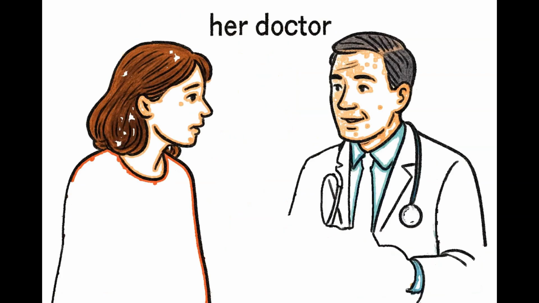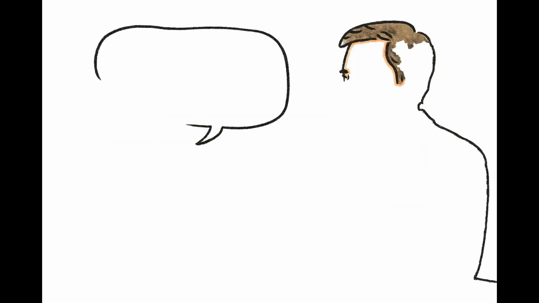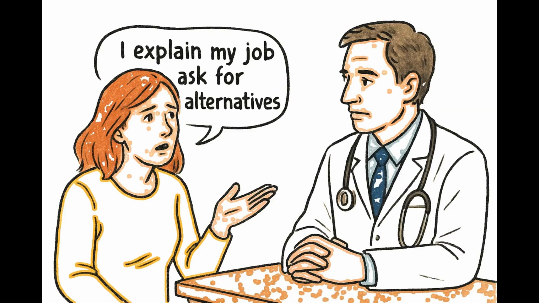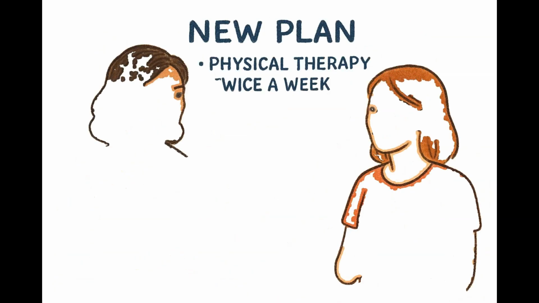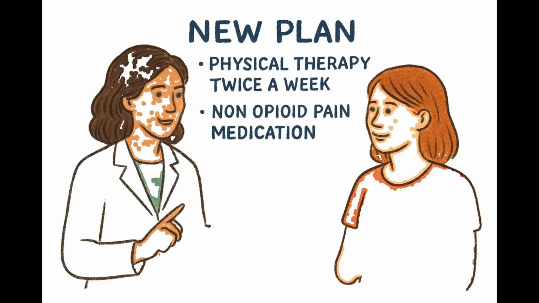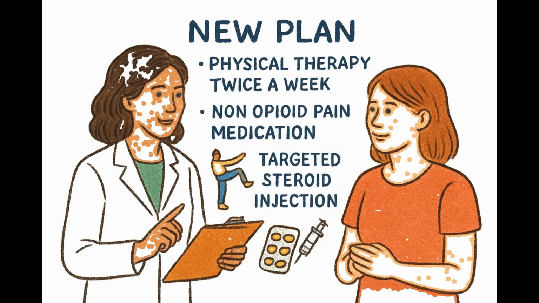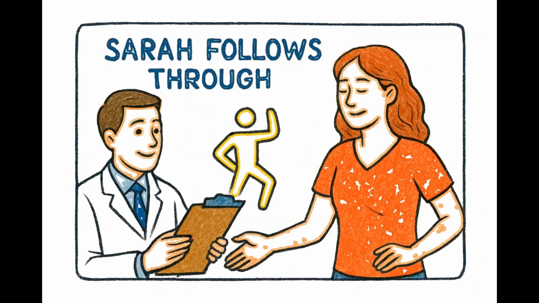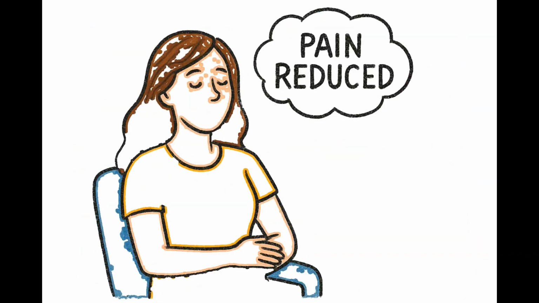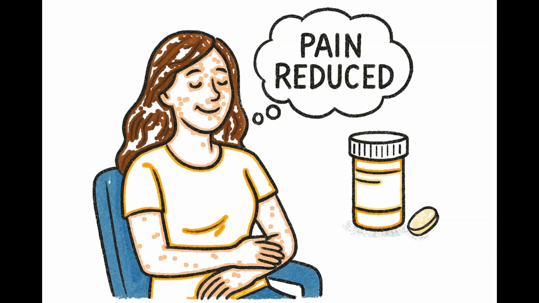She goes back to her doctor before her physical. She explains her job and asks for alternatives. Her doctor suggests a new plan: physical therapy twice a week, a switch to a non-opioid pain medication, and a targeted steroid injection. Sarah follows through. Her pain is significantly reduced, and she's off the disqualifying medication.